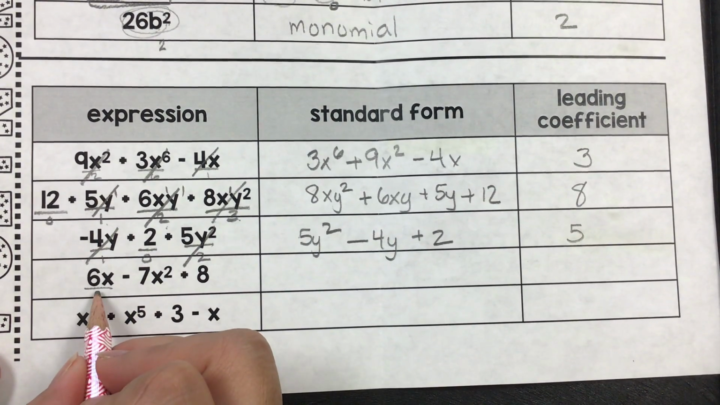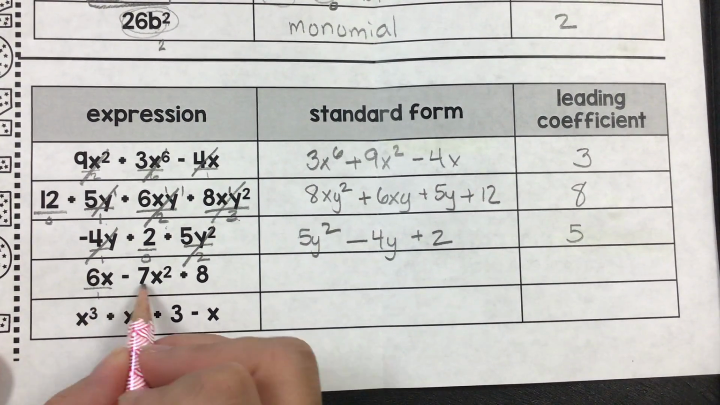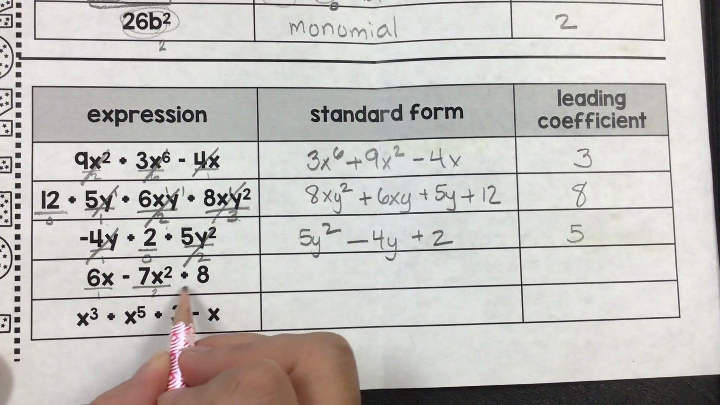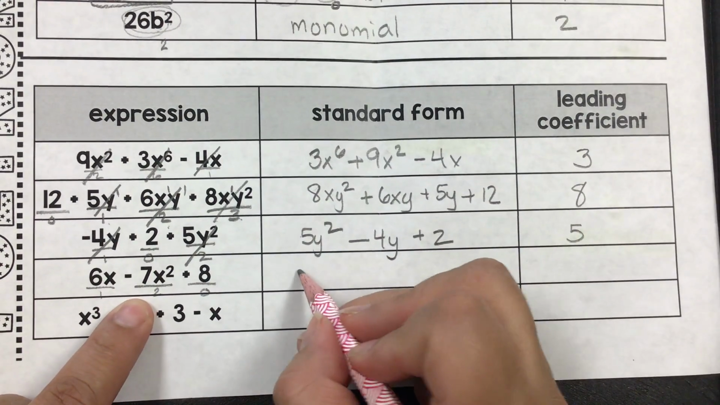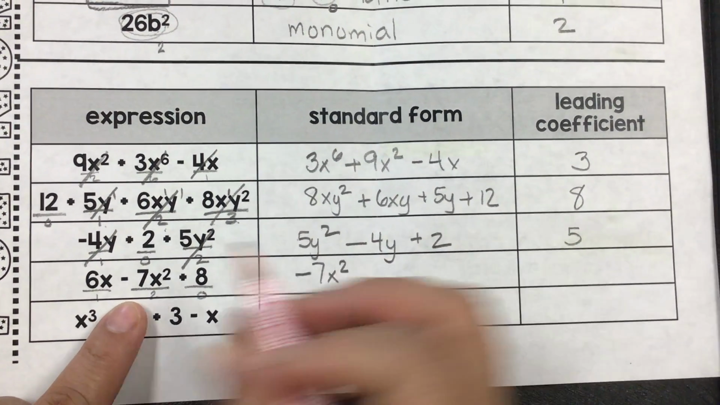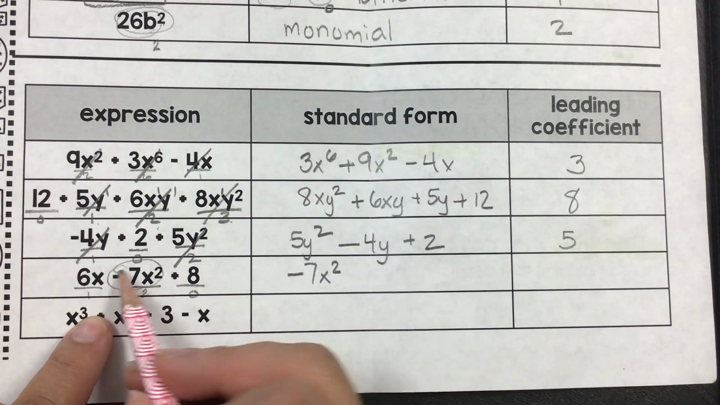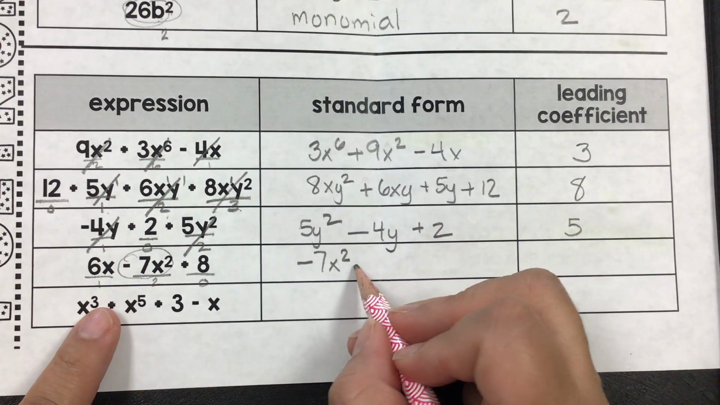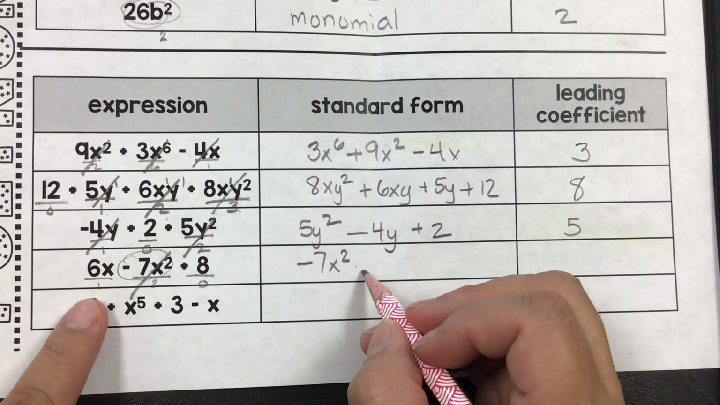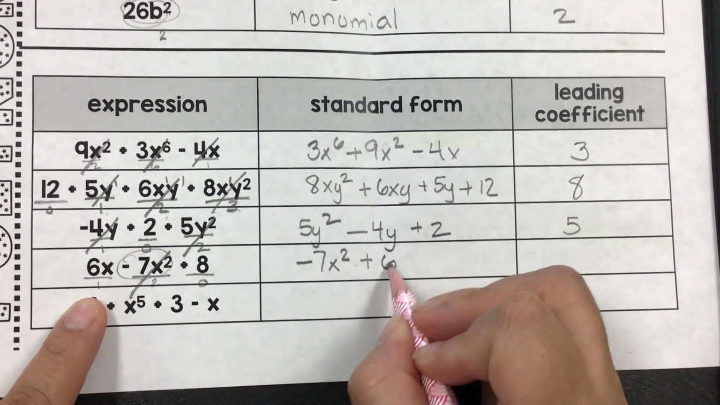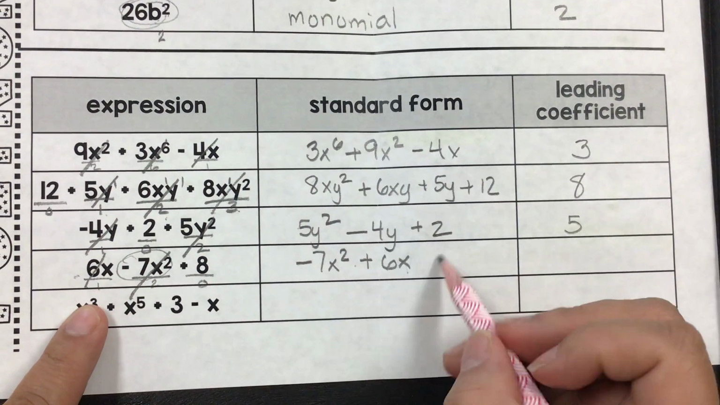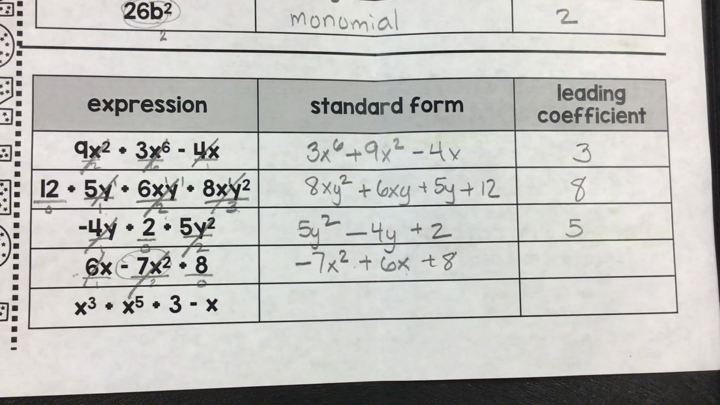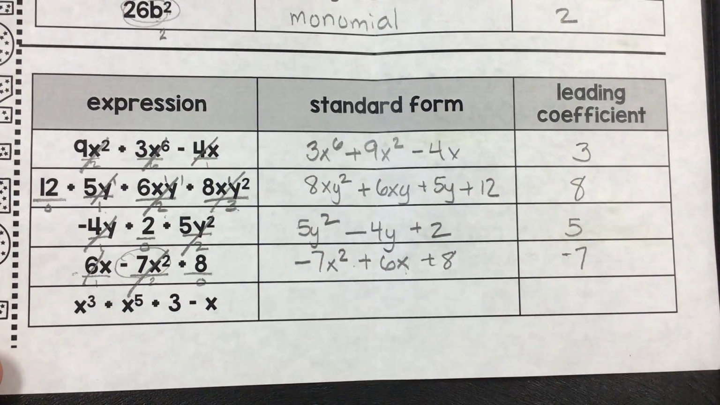This has a degree of 1, this a degree of 2, and this is a degree of 0. So the negative 7x squared, because it has a negative sign in front of it, is the highest degree. Then a positive 6x, because there was no negative sign in front of it. And then plus 8. Making the leading coefficient -7.